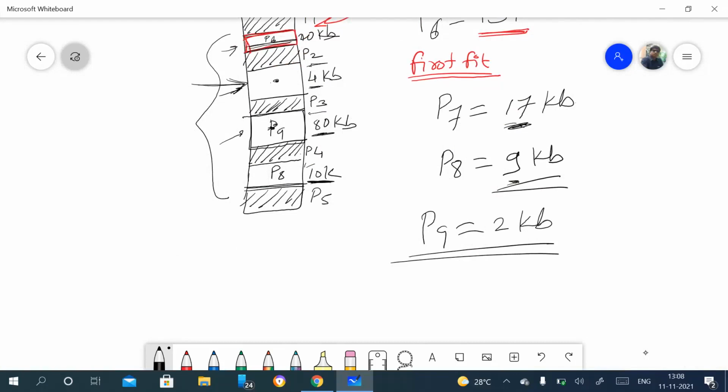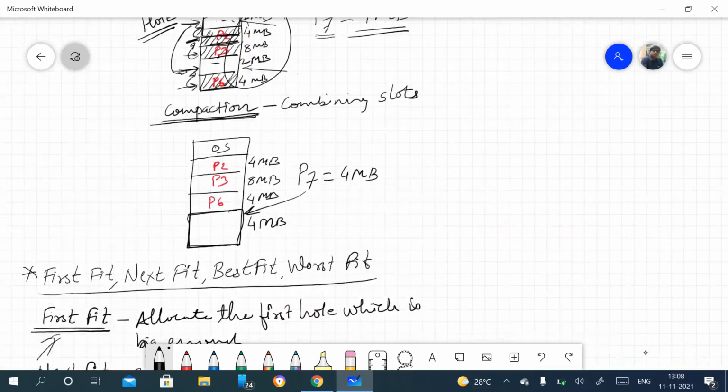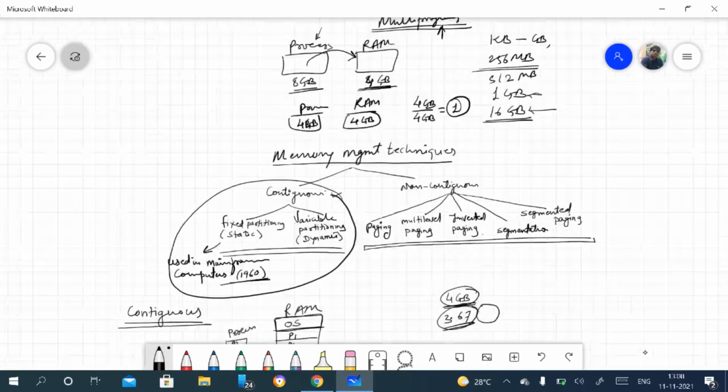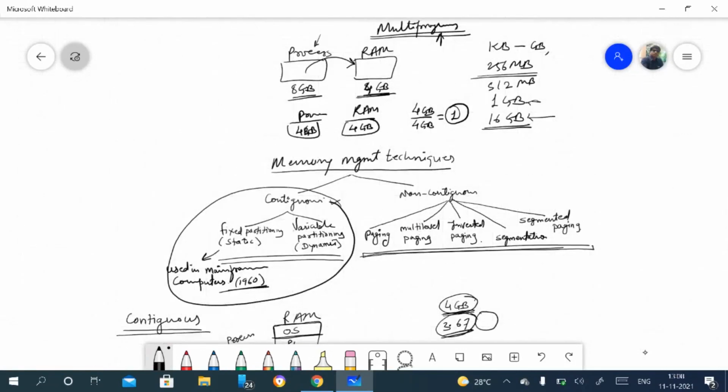So tomorrow we'll just start with this portion. Okay, this portion we'll start tomorrow. If any doubt, you can ask me, please.